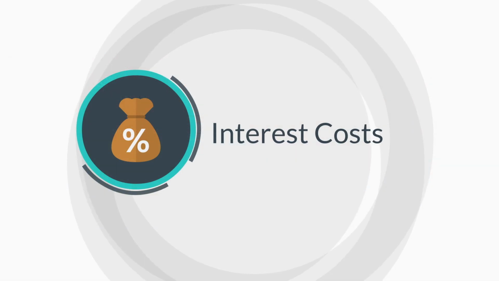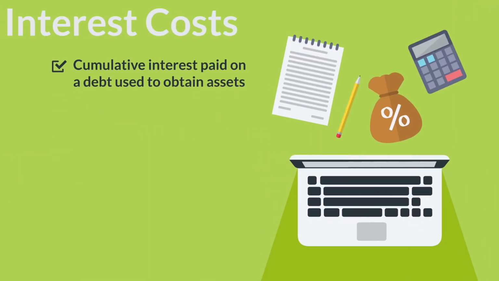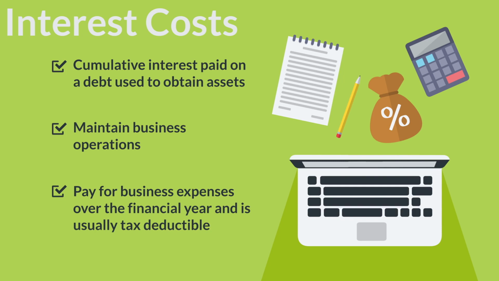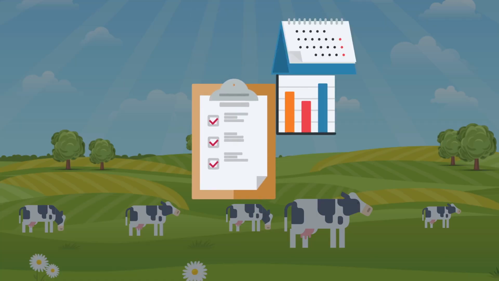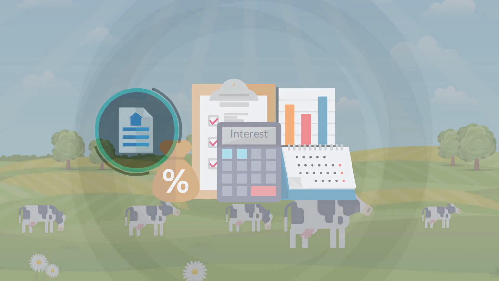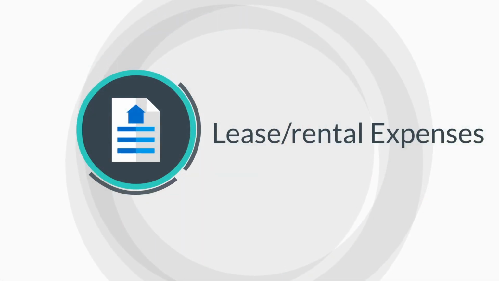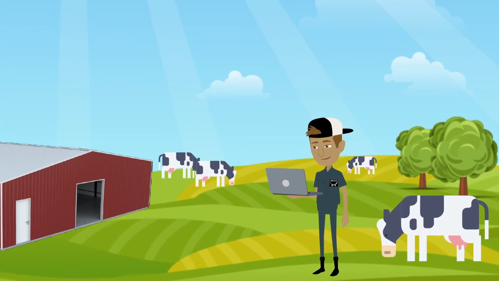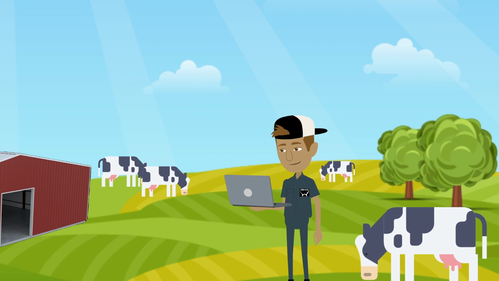Interest costs. Interest costs is the cumulative interest paid on a debt used to obtain assets, maintain business operations, or pay for business expenses over the financial year, and is usually tax deductible. The interest recorded in your farm business plan should not include principal repayments. Lease and rental expenses. Rent and lease expenses are costs a farm incurs to occupy land, buildings, and livestock it doesn't own.